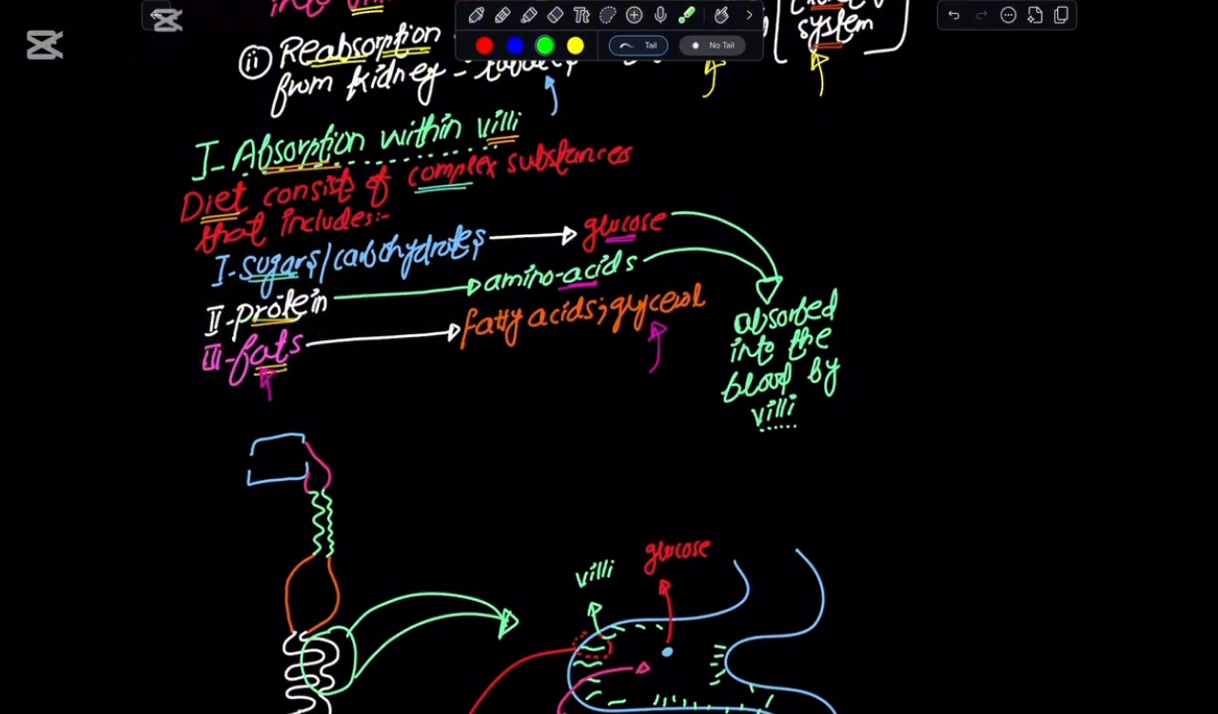So these are complex and large, and they cannot enter the cells of the body unless we break them down, or digest them, into small particles. When digestion takes place, carbohydrates are converted into glucose, proteins are broken down into amino acids, and fats are converted into fatty acids and glycerol. And this is happening where? In the alimentary canal.